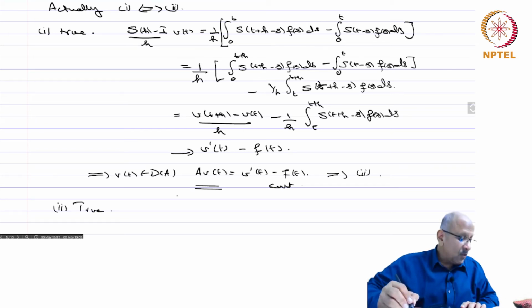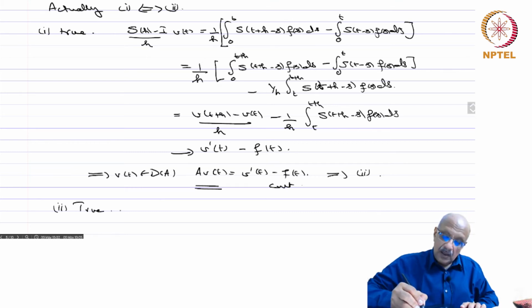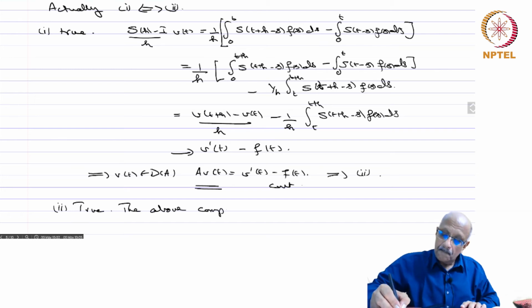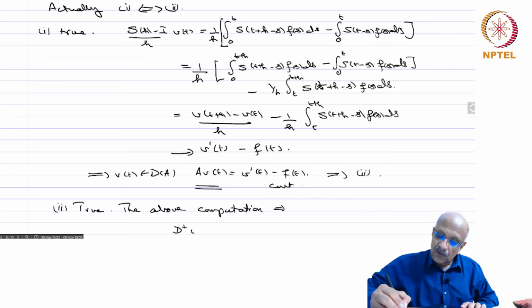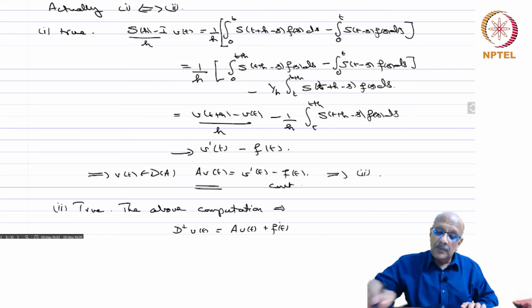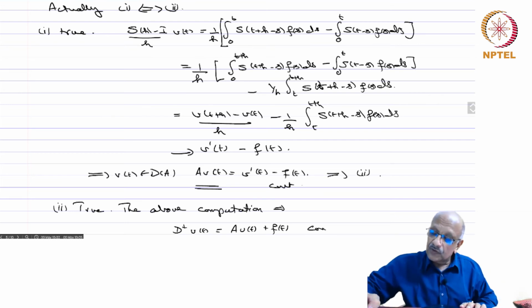Conversely, then what happens? You have that the above computation implies that d plus of Vt is equal to A(Vt) plus f(t). That is the same computation you do. Now, you know that this is in D(A), so you get A(Vt), and this will give you just d plus Vt instead, and this is continuous.